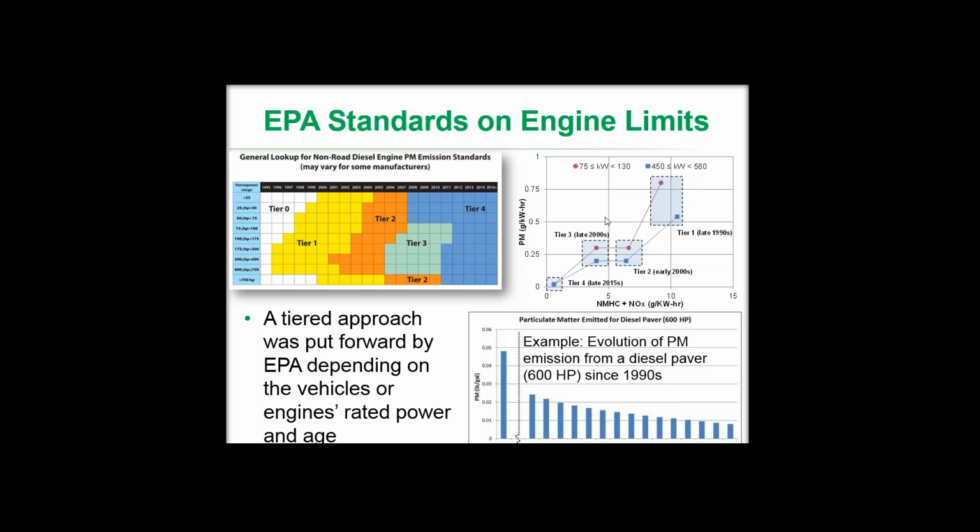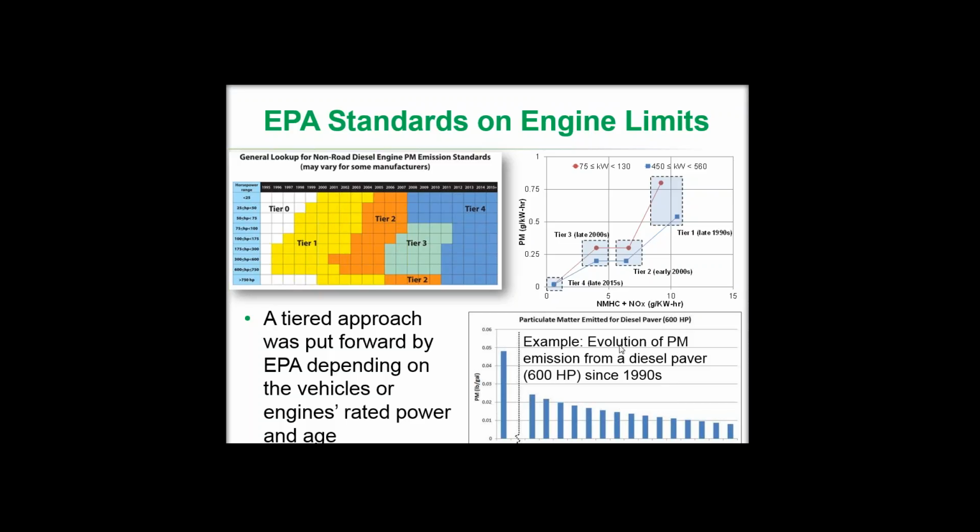If you look at this figure here, it shows the non-methane hydrocarbons on the x-axis and the particulate matter on the y-axis. You can see two cases here, two ranges of power, between 75 and 130 kilowatts and between 450 and 560. Tier 1 is the late 1990s, and by early 2000 you can see the big drop on both of these, the PM and NMHC and nitrogen oxide. Between early 2000 and late 2000, although the particulate matter was kept constant at the thresholds, the non-methane hydrocarbons and the nitrogen oxides have been reduced. And if you look now at tier 4, which is late, around 2015, this has become very restricted.